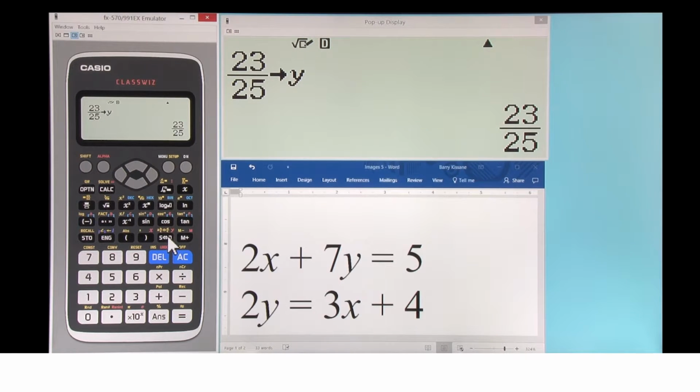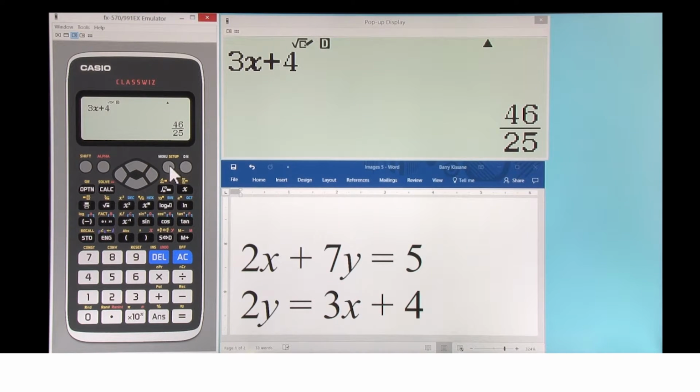So now we have a value for X and a value for Y, and we can check that the equation is correct. 2x add 7y, have to have alpha, should equal 5, and it does for those 2 values of x and y. And secondly, 2 times y, the value is 46 over 25, should be the same as 3x add 4, which it is. So the ClassWiz can be used to check the solutions to the equation as well as to find the solutions in the first case. Normally students wouldn't do that because it's too complicated.